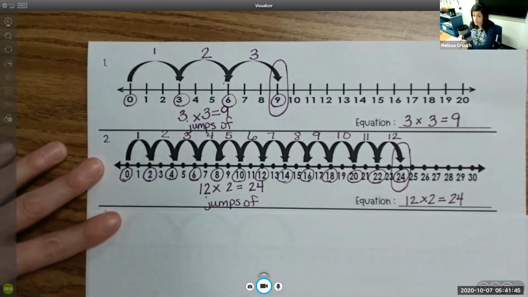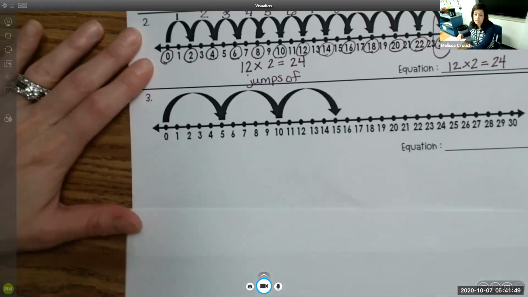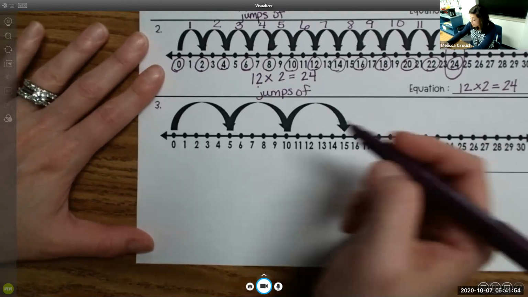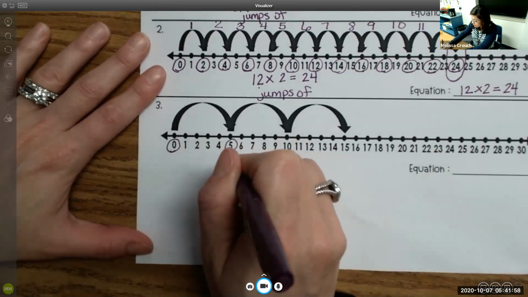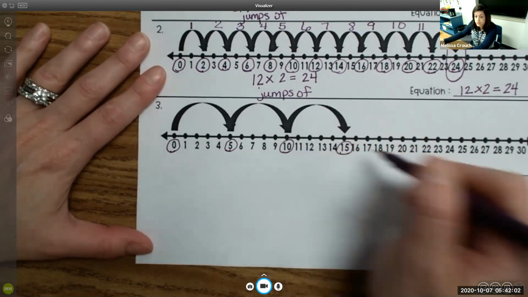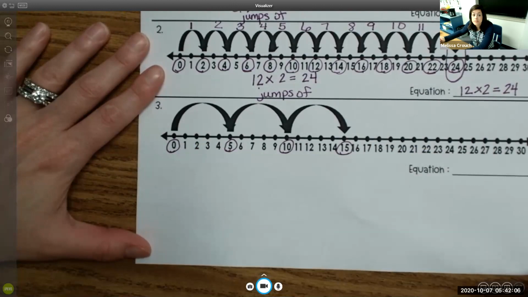Okay, let's look at one more. Again, let's start out with figuring out what we're counting by. We have 0, 5, 10, 15. So we're counting by 5s.